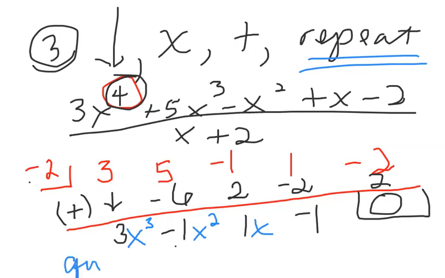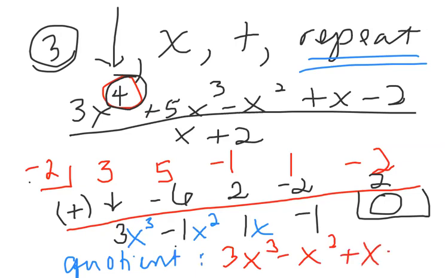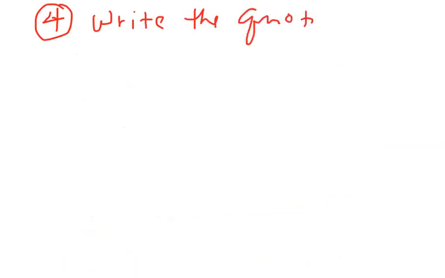Here, let me write this word down for you. So the quotient for this one right here, guys, ends up being 3x cubed minus x squared plus x minus 1. And there you go, just like that, we are done, guys. So I did not write down step 4, so let me write it down for you. Step 4 is this. Okay, you're going to write the quotient, and when you're writing the quotient, you want to go ahead and fill in the variables.